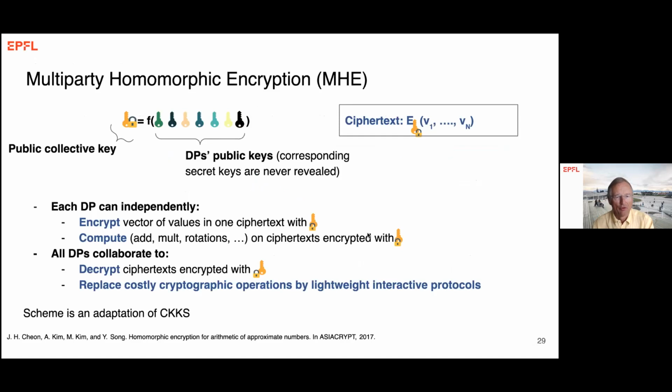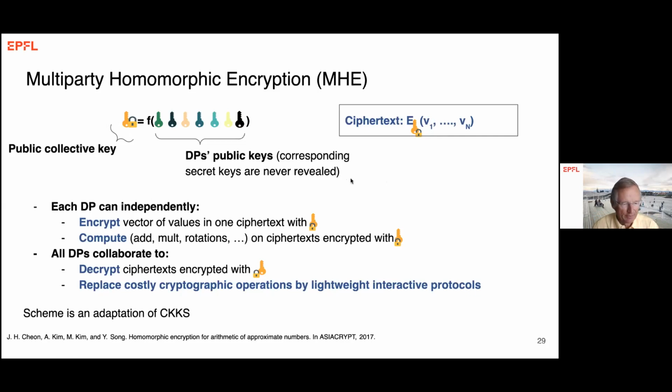So now this is a more pictorial representation of the thing. You have here the data provider. So DP stands for data provider, with the public key of each of them, right? And a combination of all these public keys leads to the computation of the public collective key, right? And so this public collective key is the key under which most of the computations are carried out, which means that all the DPs collaborate to decrypt the ciphertexts that are encrypted with the collective key, and this replaces costly cryptography operations by lightweight interactive protocols.